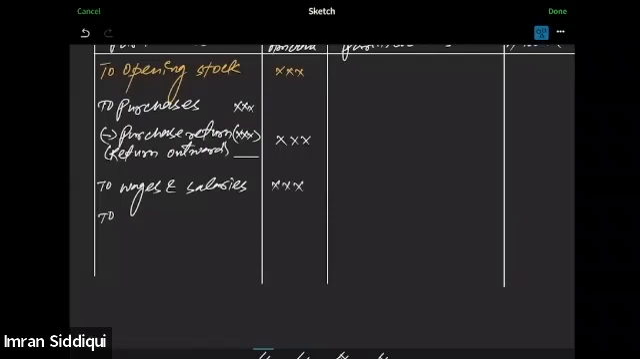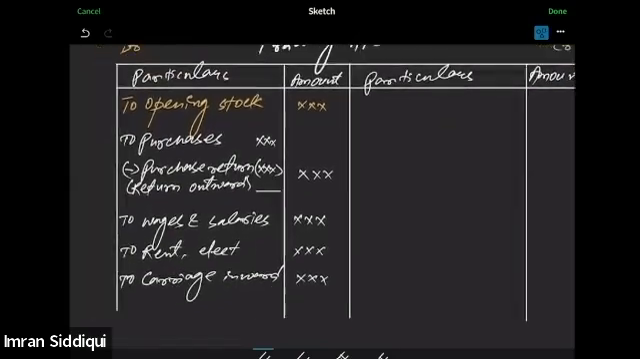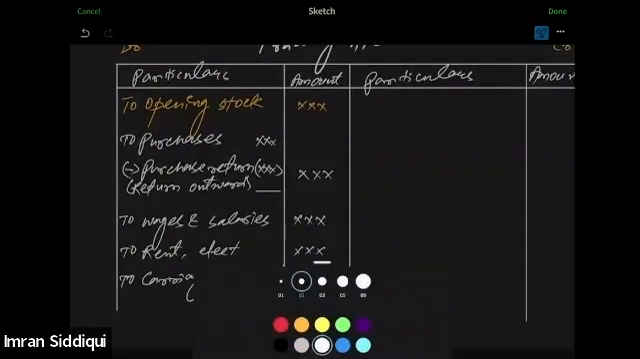If there are any other direct expenses, like factory rent or factory electricity charges, such direct expenses will also be shown on the debit side. If there are any other direct expenses like carriage inward, not carriage outward, only carriage inward, that will also be indicated here. All right, and apart from recording the expenses, we need to record the incomes as well.